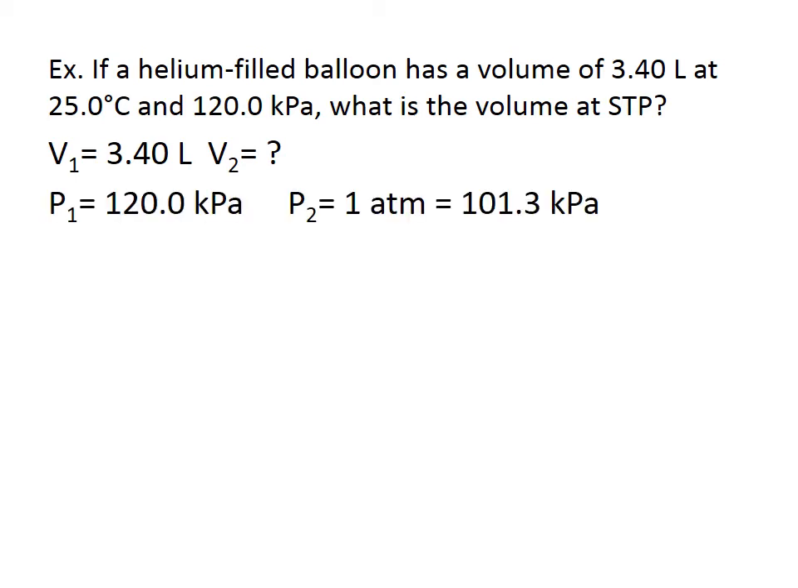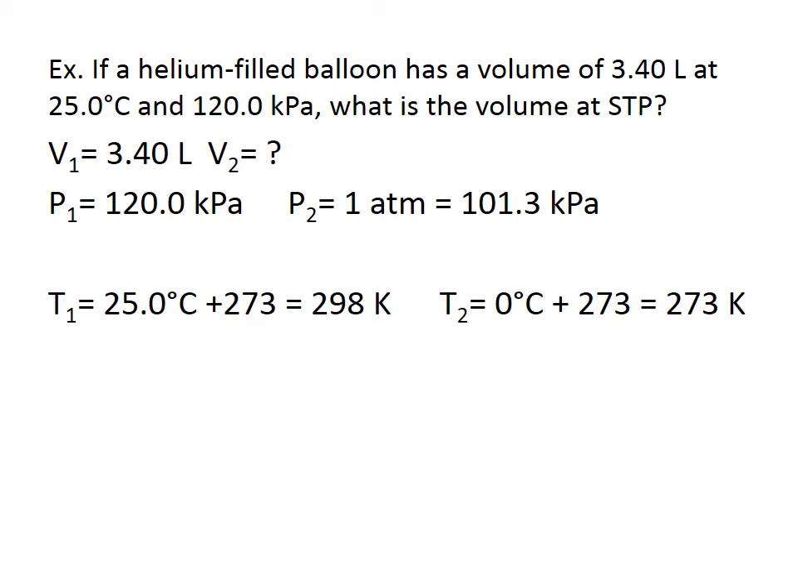We know what P1 is, that's 120.0 kilopascals. We know what P2 is because we're told STP, standard temperature and pressure. So pressure is 1 atmosphere or 101.3 kilopascals, since we're already given the initial pressure in kilopascals. T1 is 25 degrees Celsius, which is 298 Kelvin, so we add 273. T2, remember it's at STP, so that's 0 degrees Celsius or 273 Kelvin. So we have everything we need except V2.